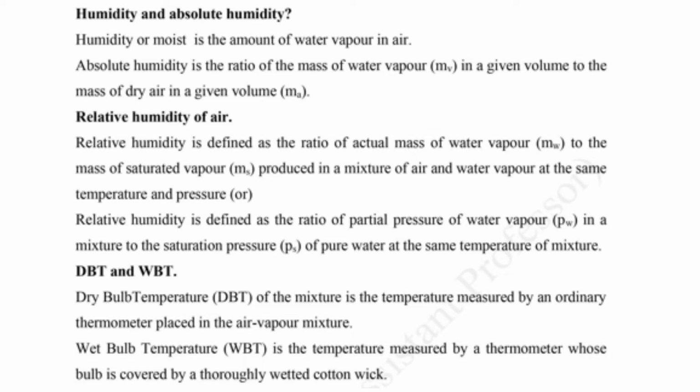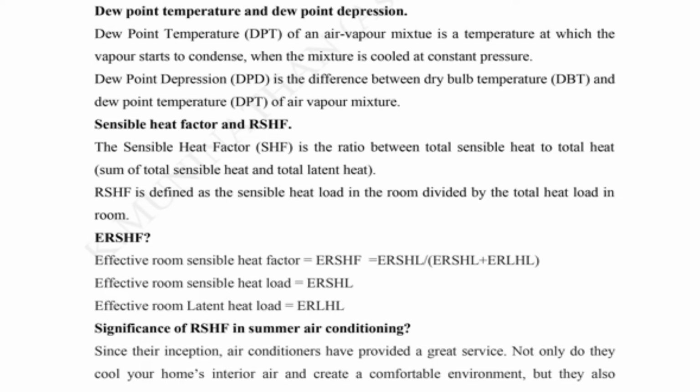Dry bulb temperature is the temperature measured by an ordinary thermometer placed in the air vapor mixture. Wet bulb temperature is the temperature measured by a thermometer whose bulb is covered by a thoroughly wetted cotton wick. Dew point temperature and dew point depression are also defined in this topic.